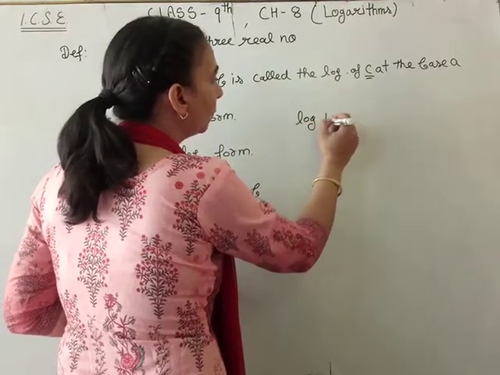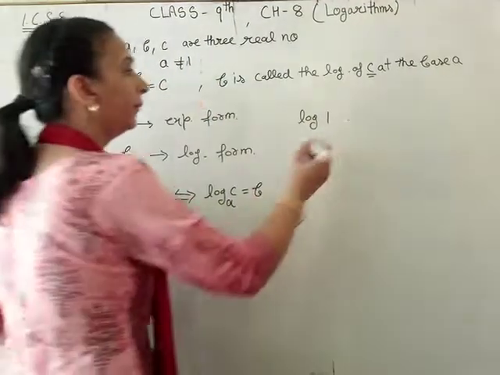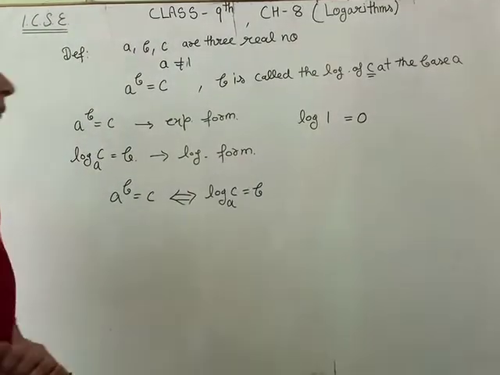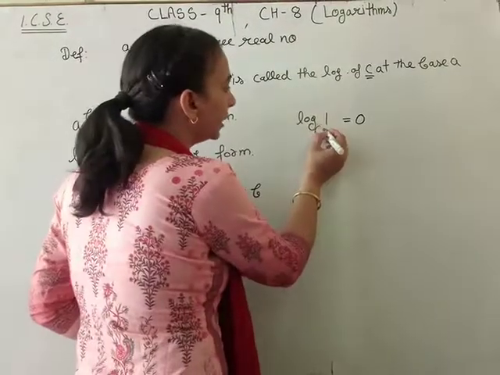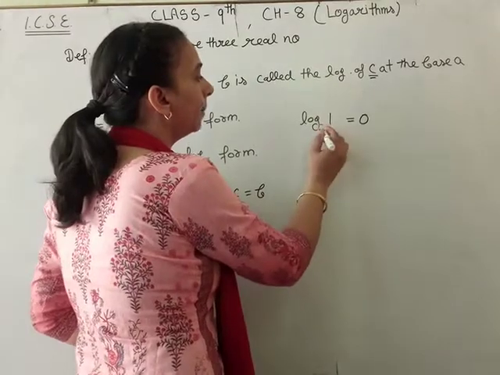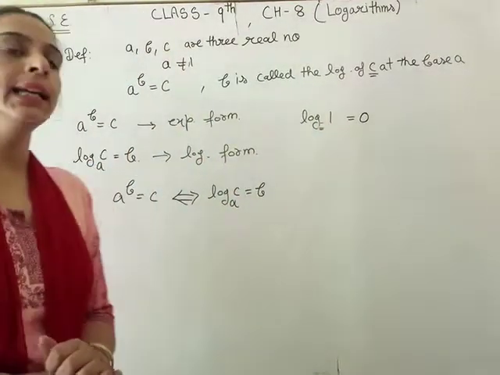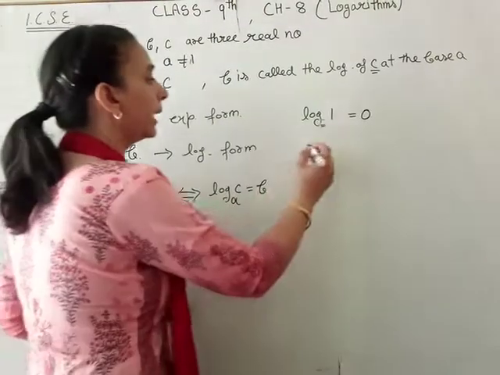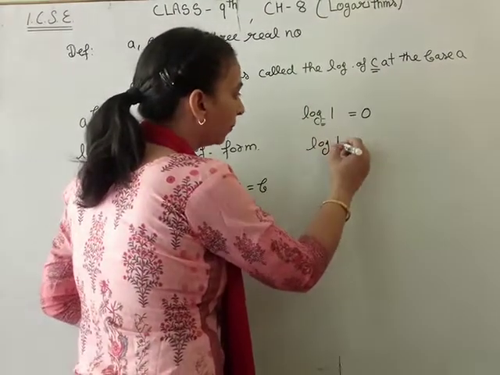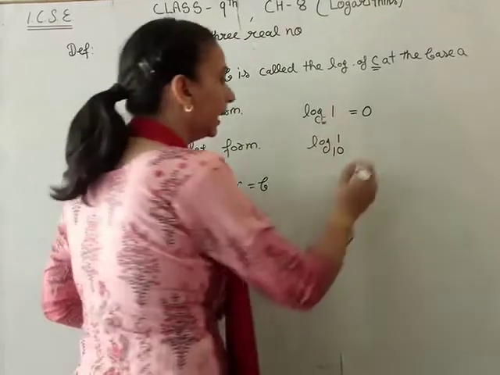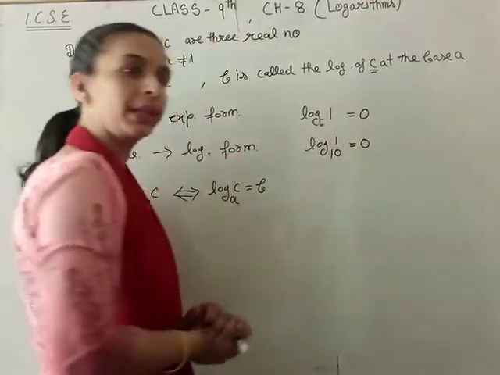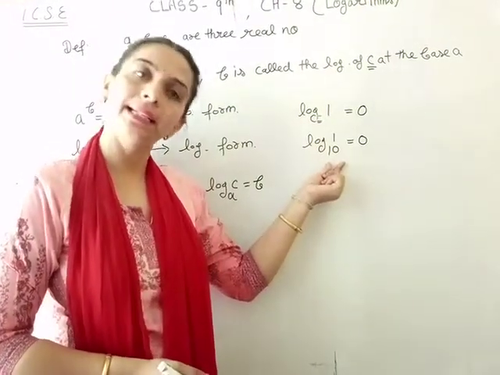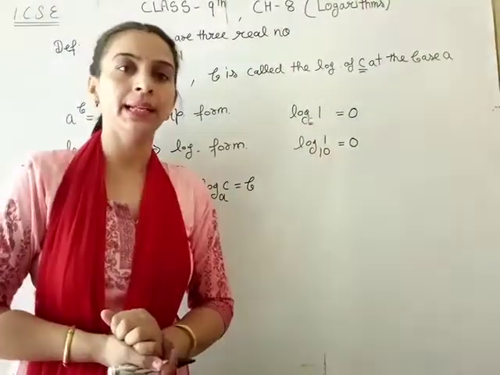Log of 1 we always write equal to 0. Log of 1 equal to 0. Students, if the base is not mentioned, then the common base is 10. Then we write log of 1 at the base 10 equal to 0. Okay students, if the base is not mentioned, then we always take base 10. 10 is the common base.